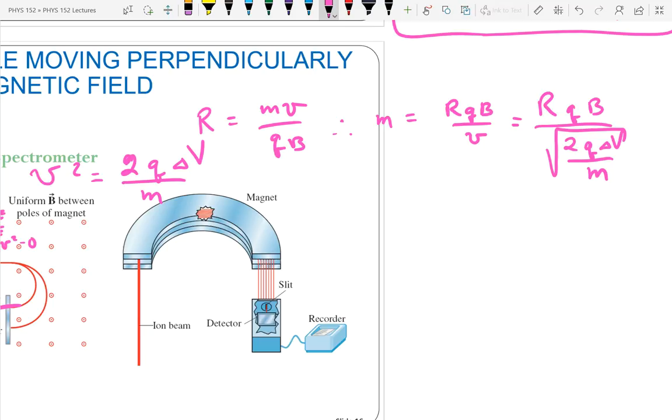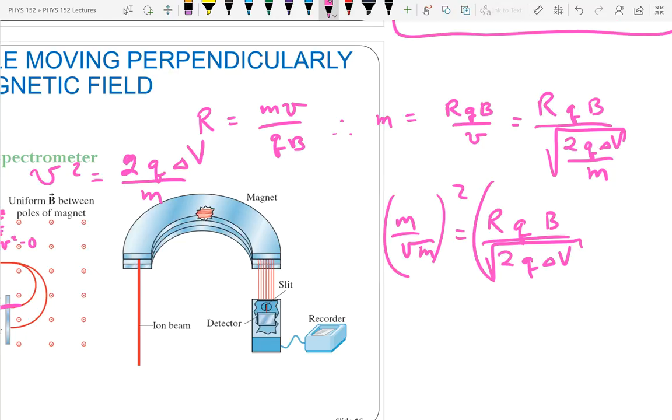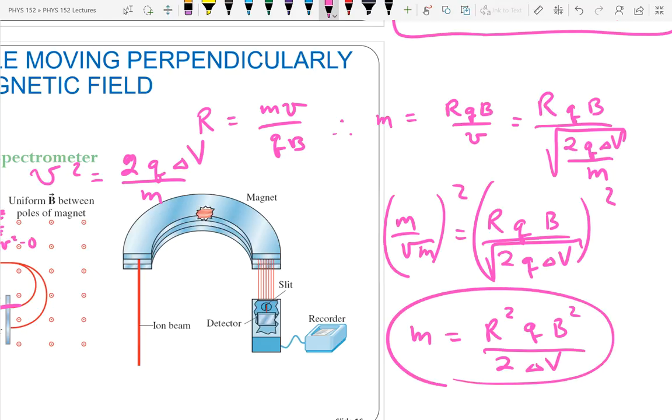So I'm going to divide both sides by square root m. Square both sides. And I have m is equal to r squared qB squared over 2 delta V. So there, hopefully I made no mistakes.